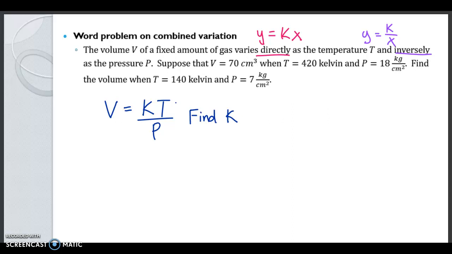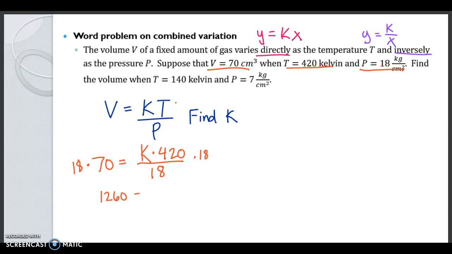So I'm going to use the second sentence in this case, which says, suppose that the volume is 70. Okay, so volume is 70, and that happens when T is 420 and P is 18. So 18 goes on the bottom there, and then I have my k still. I don't know what that is, but I need to find it. So I can multiply by 18, and 70 times 18 is 1,260 equals 420 times k.